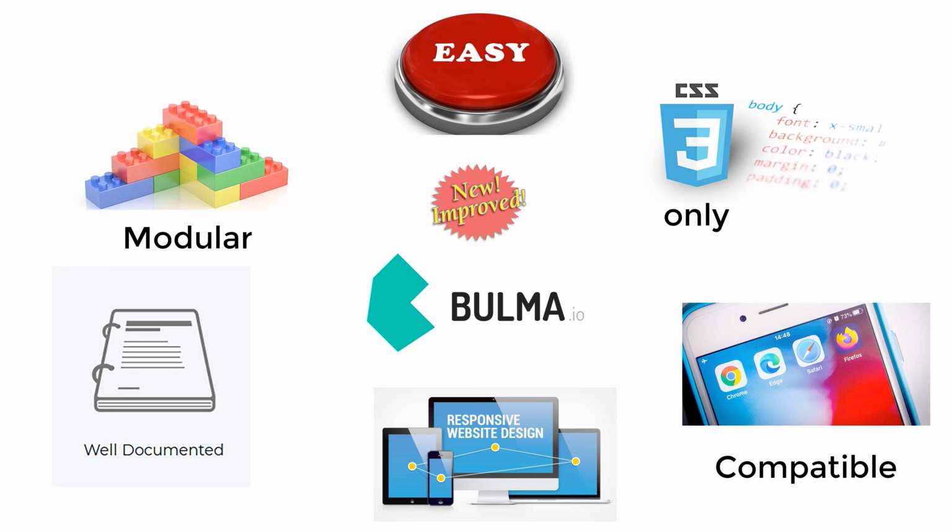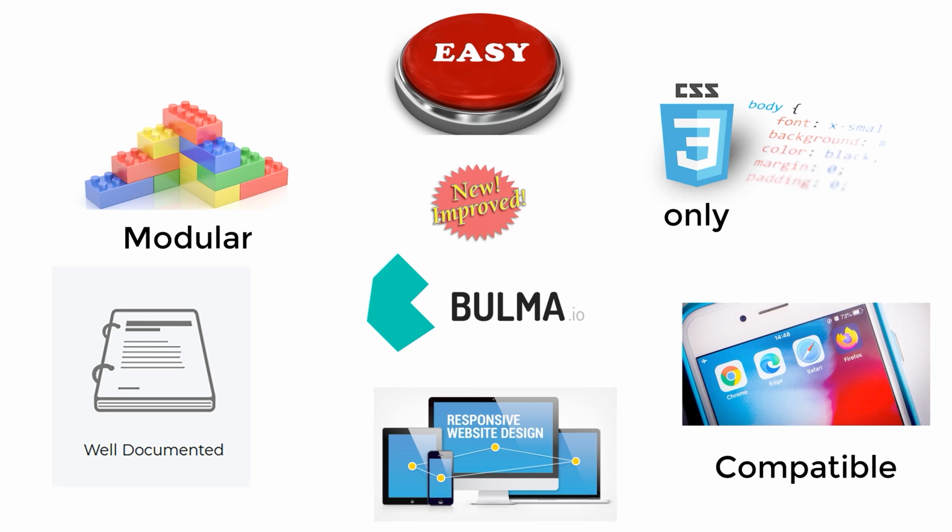Bulma is modular. Bulma is not an everything-or-nothing framework, it's modular. And that means that you can use the pieces you want and leave the rest out. Only want Bulma's button styles? Or maybe you like how Bulma does columns? Just import the individual Sass files that you need and build your website the way you want to.